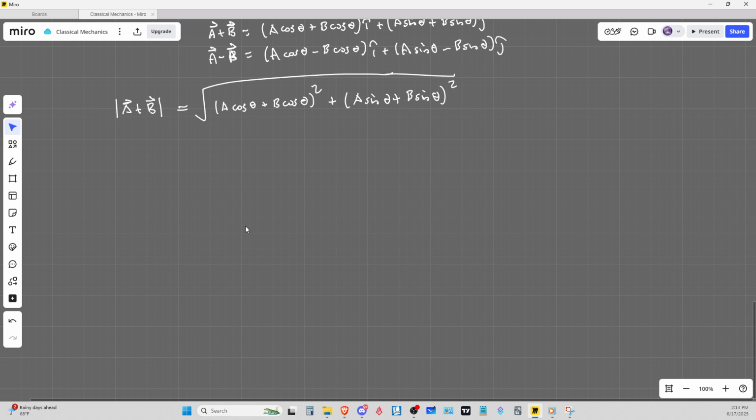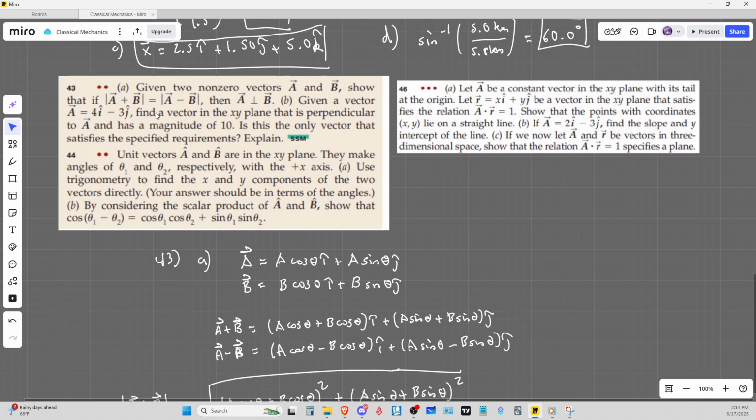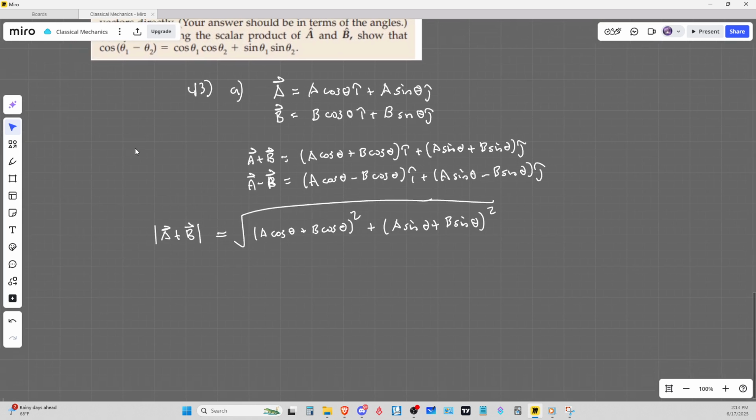Are A and B arbitrary? Yes, I do believe so, because it basically says given two non-zero vectors A and B, show that if the magnitude of the sum of the two vectors is equal to the magnitude of the difference between the two vectors, then they're parallel. I mean, not parallel, they're perpendicular. So I think they are supposed to be arbitrary.